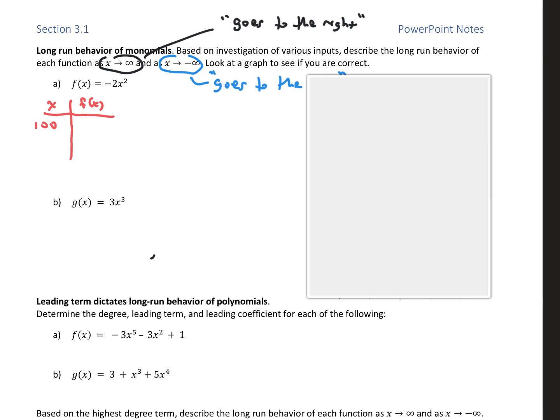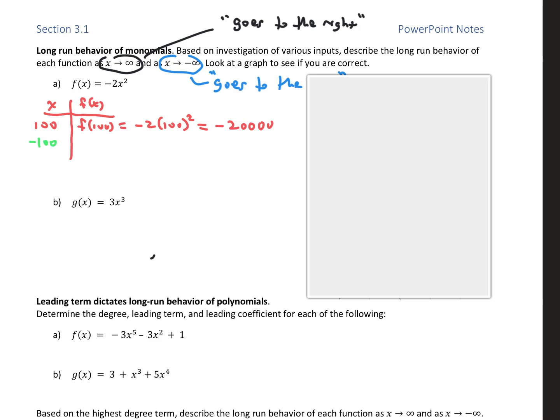If you figure out what that is, f of 100 in this formula will be minus 2 times 100 squared, which is minus 20,000. You can put that in your calculator if you don't believe that. That is very, very negative. So if I were to plot that as a point, the x-coordinate would be 100, which would be way out on the right-hand side of my graph, and the y-coordinate would be negative 20,000, which is really, really, really far down.